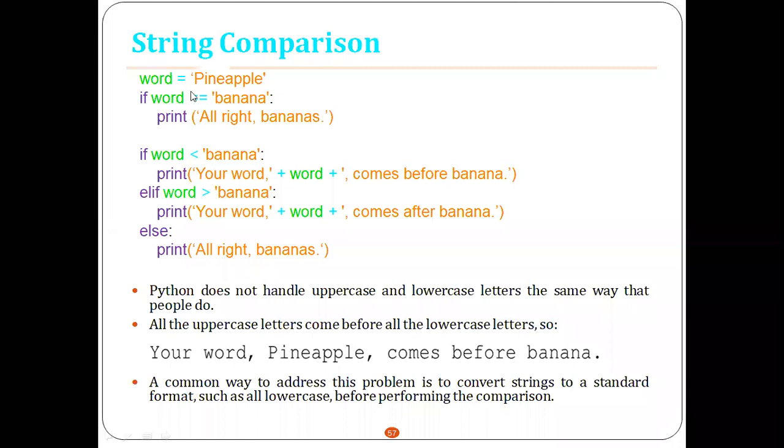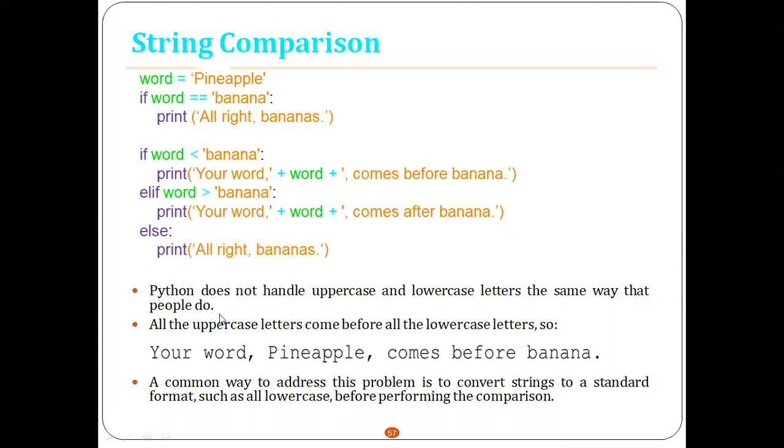I'm just making a comparison with each and every character. That is, P gets compared with B. P is greater than B, right? That's why it will print that word is greater than banana. That is, pineapple comes after banana.